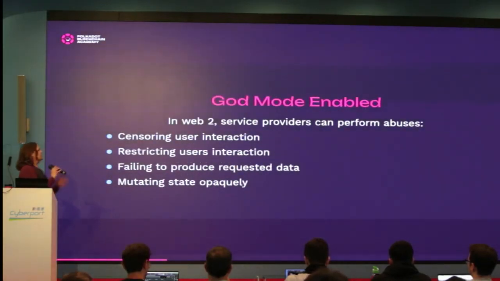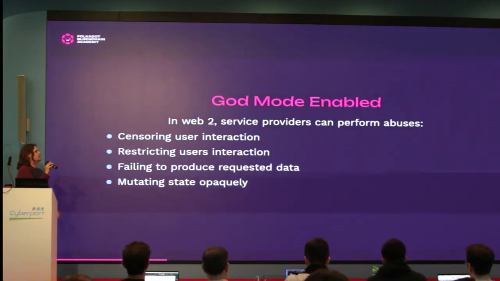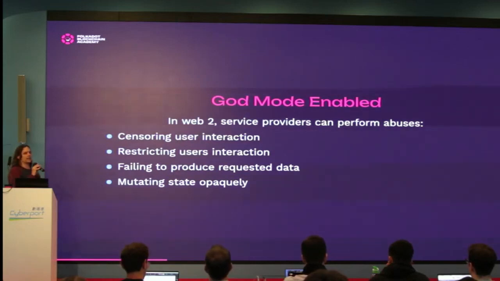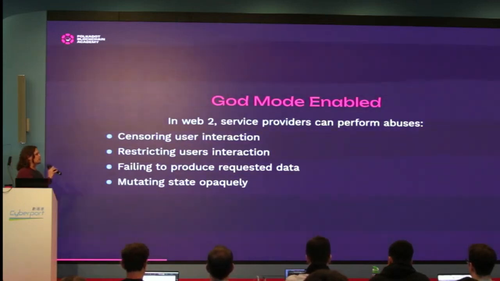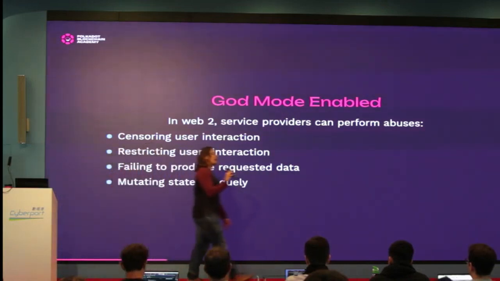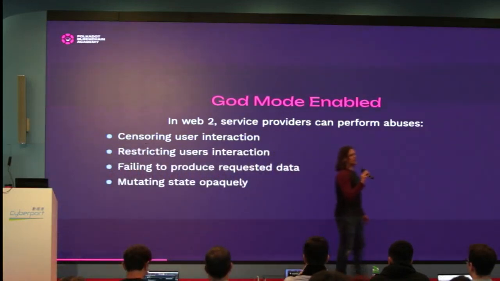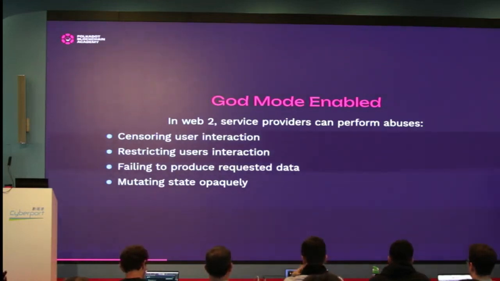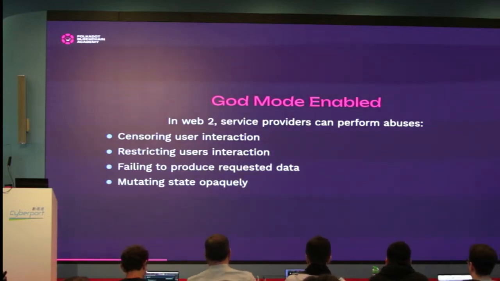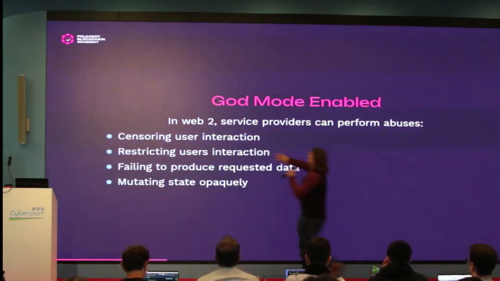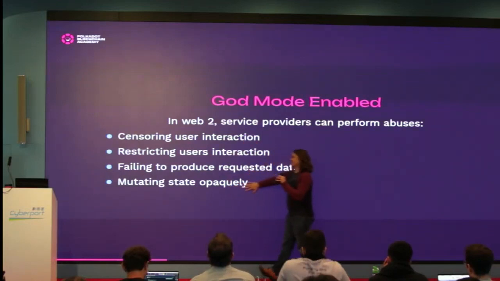Okay, so in Web 2, service providers can perform lots of abuses. They can censor us, they can restrict us from interacting either entirely or with particular users or in particular ways. They can also just fail to produce requested data. Maybe you say, hey, let me see this tweet that used to be here, and they'll say, this tweet violated our terms of service, or this tweet was deleted by the user. Or maybe the page just doesn't load, and it seems like maybe their service is down, I'll try again later, and maybe you don't get back to it. So service providers have lots of ways to be sneaky, but the worst one is this.